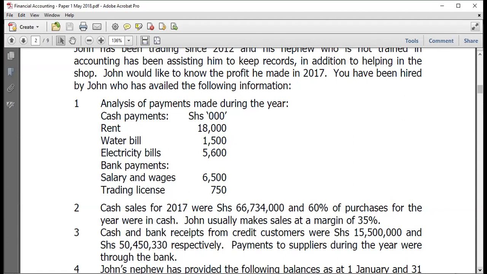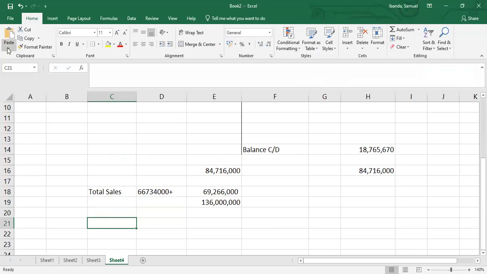So with that in mind, I want us to use this. The reason why they have given you this value is that they're telling you that John makes sales at a margin of 35%. So let's see what this means. They're telling us that our margin is 35%.